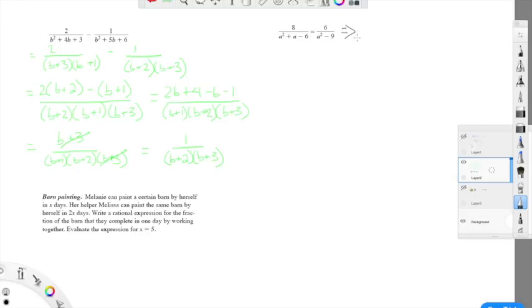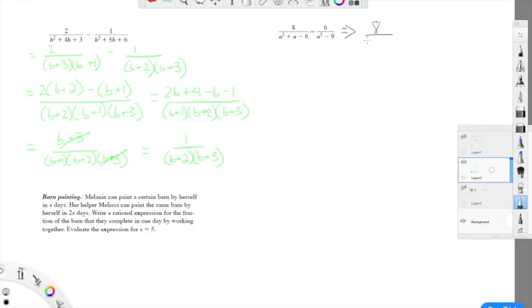Next up, let's look at equalities. We're trying to solve for a variable here. We've got 8 on the top, 6 on the top. We could do this a couple of different ways. First, let's factor these out. Factor out the denominators.